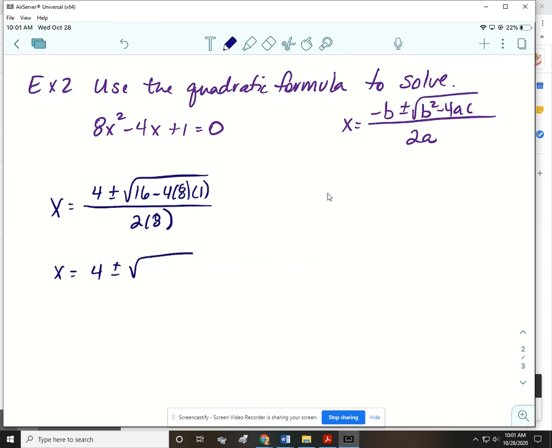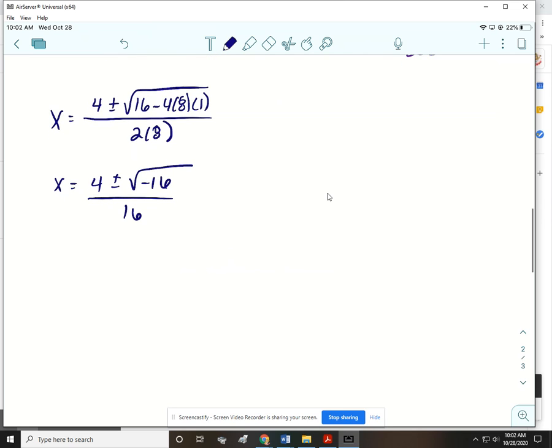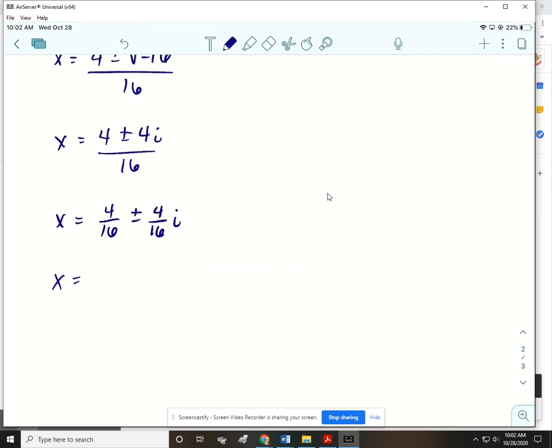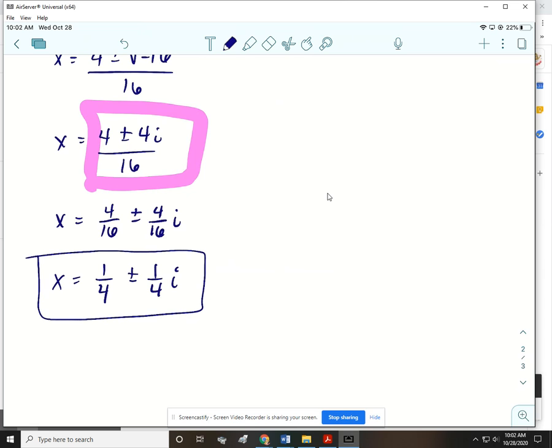So inside that square root, if we did 4 times 8 times 1, that's 32. So we have 16 minus 32, which is negative 16. Okay, and then the square root of negative 16 is 4i. And then just like before, we're going to put both of those over the denominator. And then we can reduce. We could have reduced at this step, if you wanted to, it's up to you. A lot of people reduce too early, so I try to wait until the very, very end to reduce. And sometimes one of the fractions will reduce and one of them won't. So I recommend you wait to the very end to reduce.